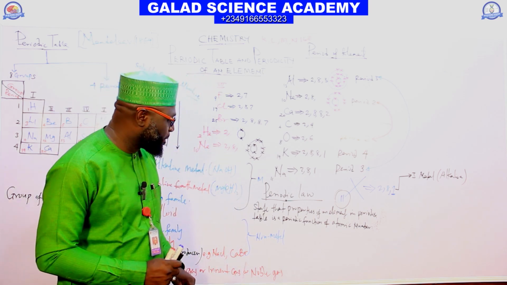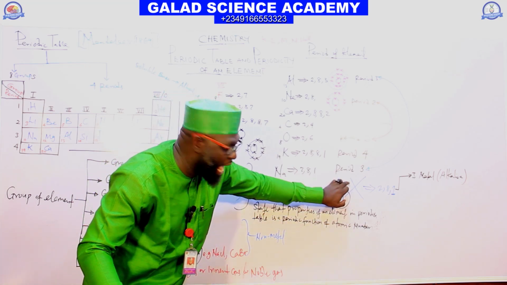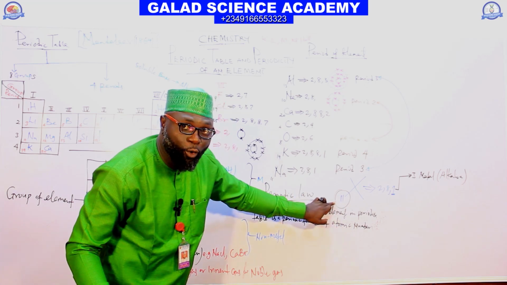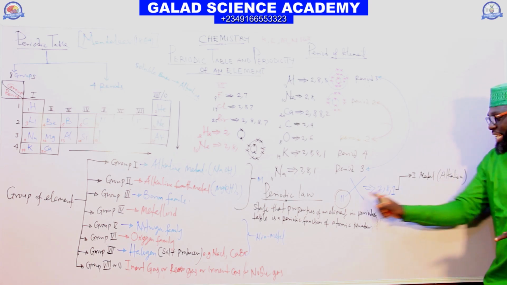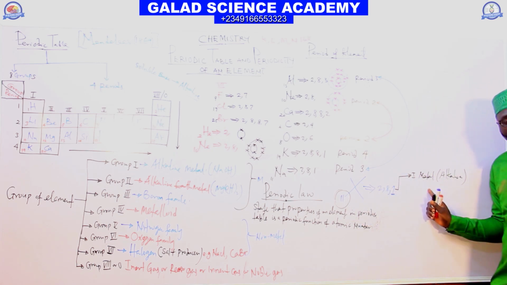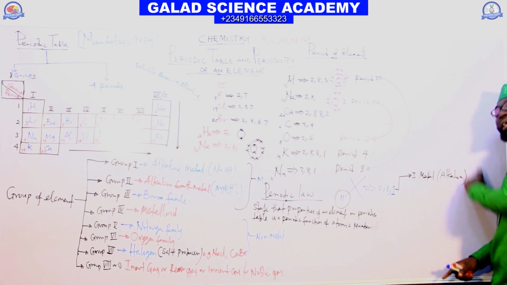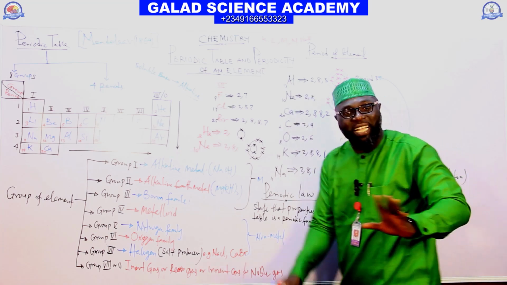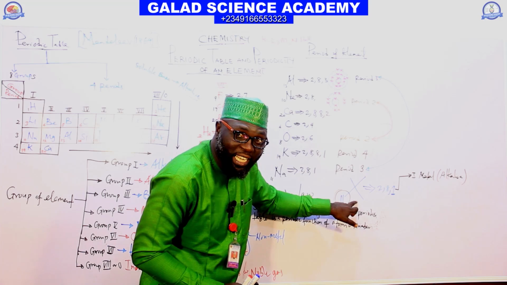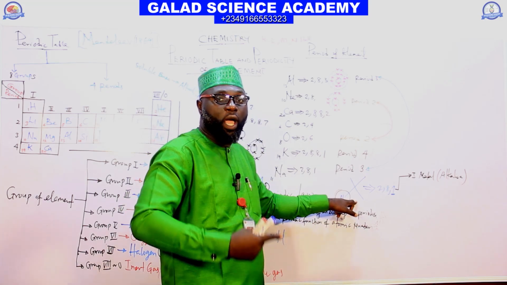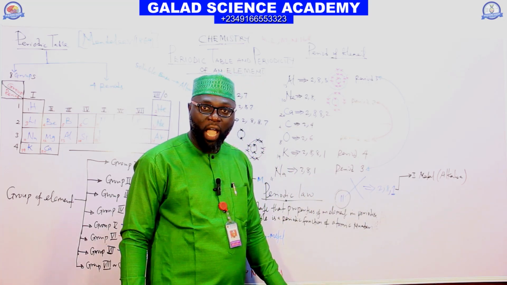Am I communicating? By the time they give us X, they say the number is 11. From there, by using the electronic configuration, we discover that X must belong to group 1, and it is a metal. It is not an ordinary metal, it is an alkali metal, because whenever X reacts with water, it gives a soluble base.